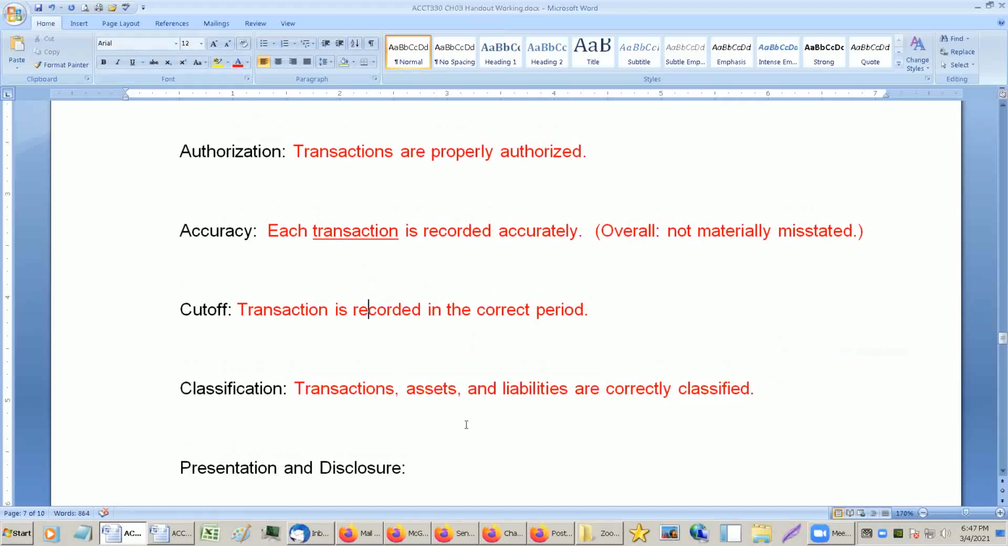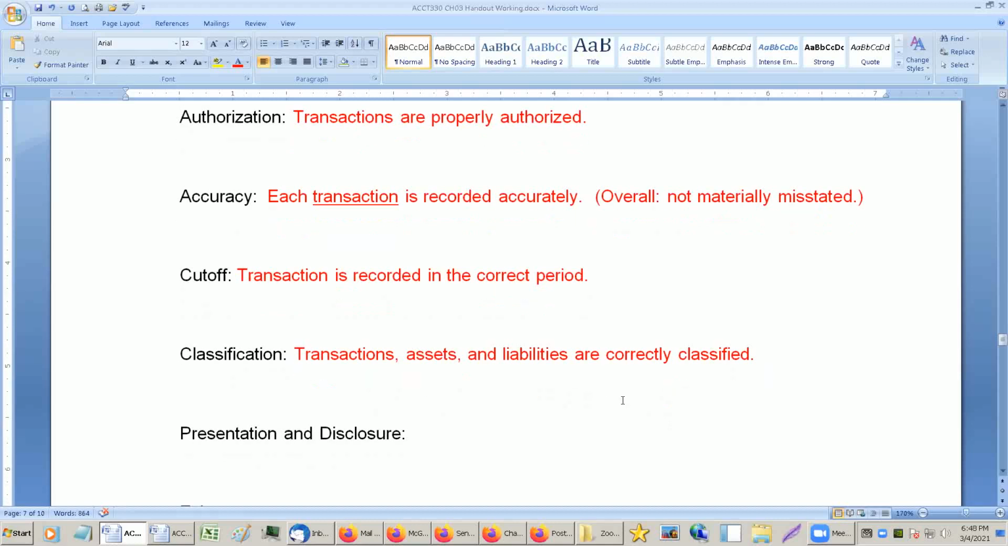So transactions, assets, liabilities are correctly classified. So sales, expenses, all that kind of stuff. I'll tell you something else that it comes into play though.